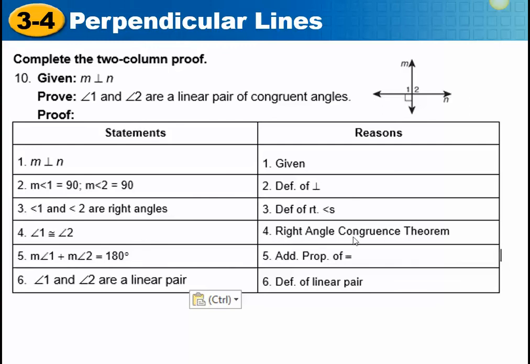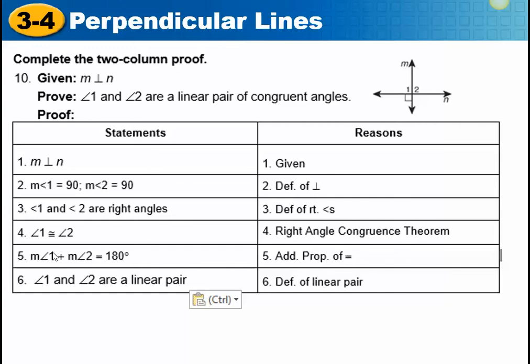Well, the right angle congruence theorem that we learned at the end of chapter 2 says that all right angles are congruent to each other. So angle 1 is congruent to angle 2. That's where we got that they're congruent.